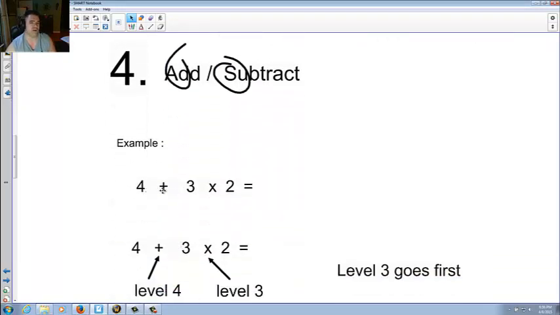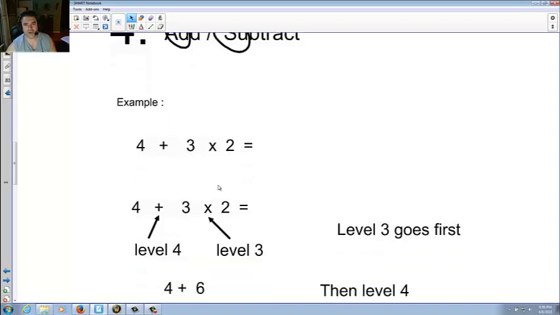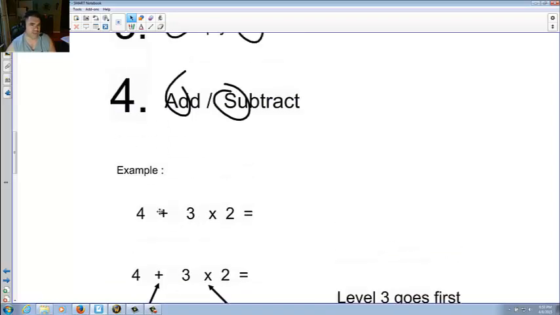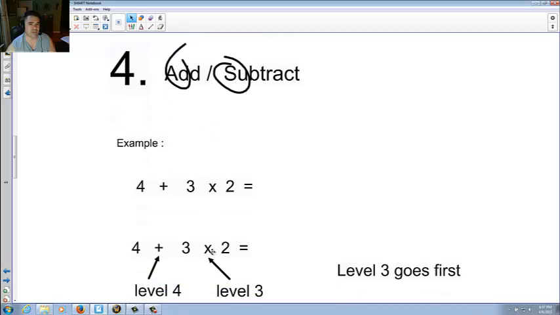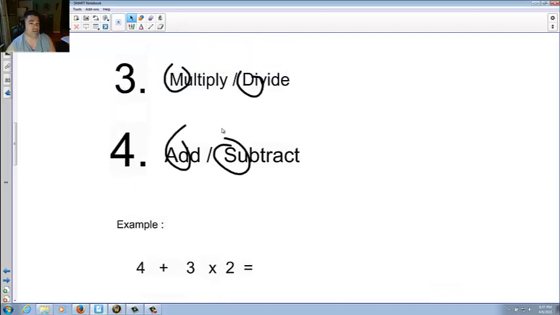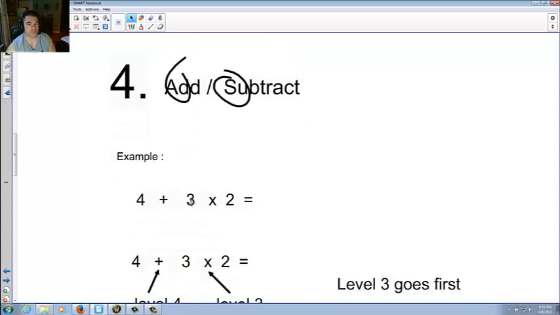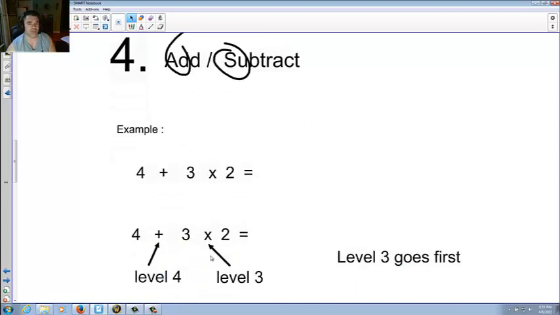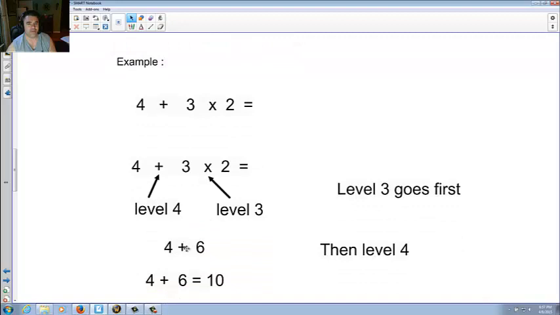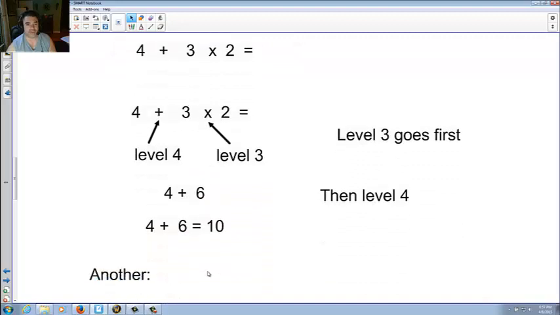For example, 4 plus 3 times 2. Well, you start with saying, the plus was level 4. The multiply was level 3. Since it goes 1, 2, 3, 4, level 3 goes first. So you take 3 times 2. 3 times 2 makes 6, and now you have 4 plus 6, and 4 plus 6 equals 10.